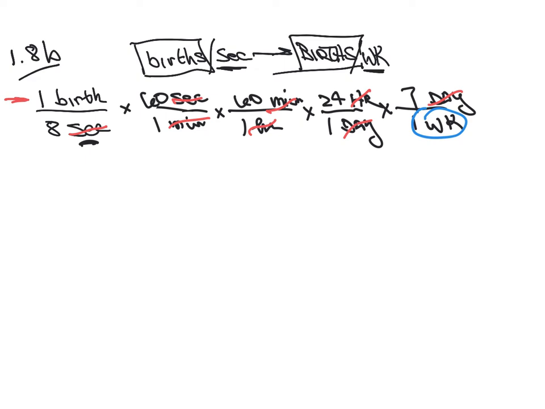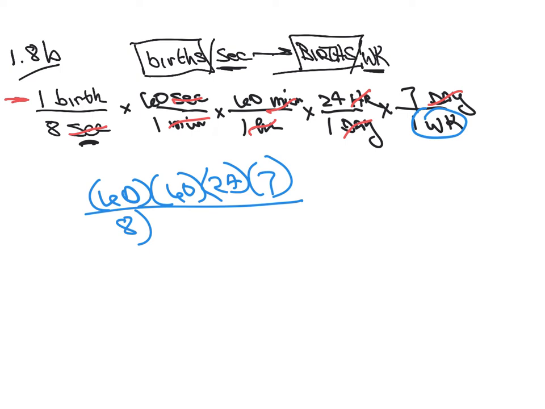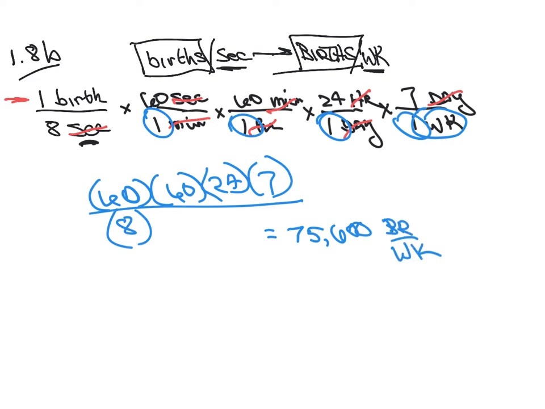So now I multiply everything on top over everything on bottom. Well, 1, 1, 1, 1. So I'm going to multiply all of that, 60, 60, 24, and 7, and then divide that by 8. And when I do that, I get 75,600 births per week. And I'm done.